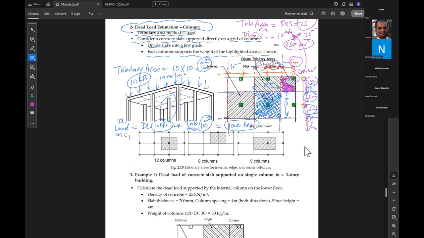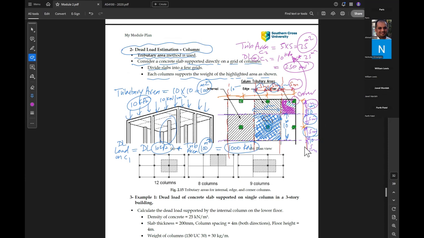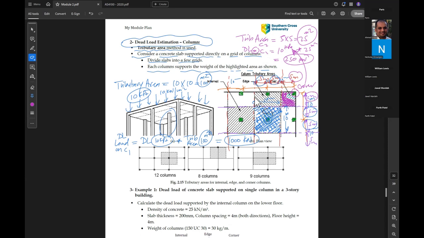If you are asked to design the critical column of this structure, which one is critical? C1, C2 or another column? The one supporting 1,000 kilonewtons, C1, which we call the internal or intermediate column. The internal column will always carry a higher tributary area because it carries from all directions, right, left, top and bottom. But the corner column carries only from 2 sides.